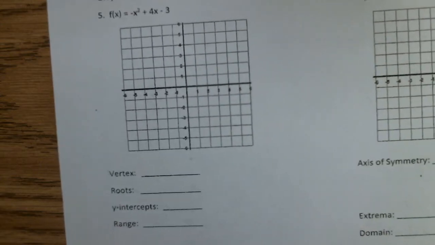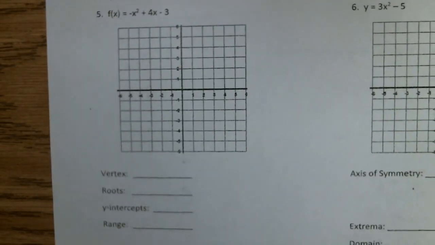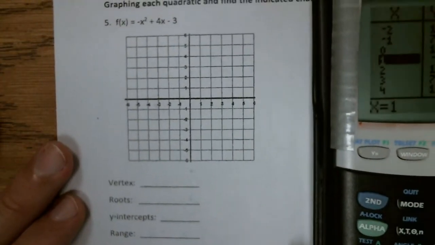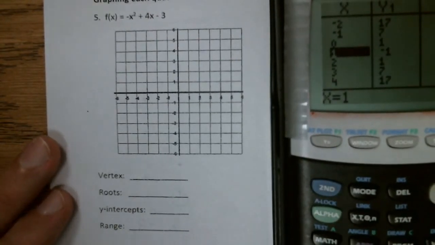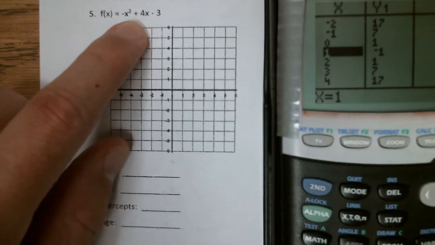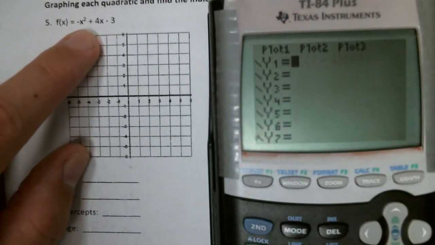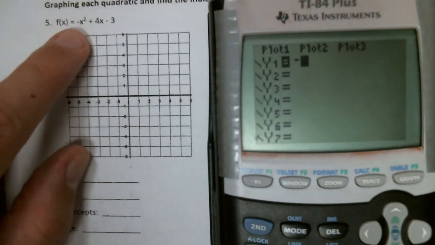All right, so we got some more graphing. All right, so where are we? Is this standard form or is this vertex form, number 5? That is standard form. I don't see any parentheses, so we're going to have to do it the long way. That's no problem. Y equals, let's go negative, don't forget that negative x squared plus 4x.